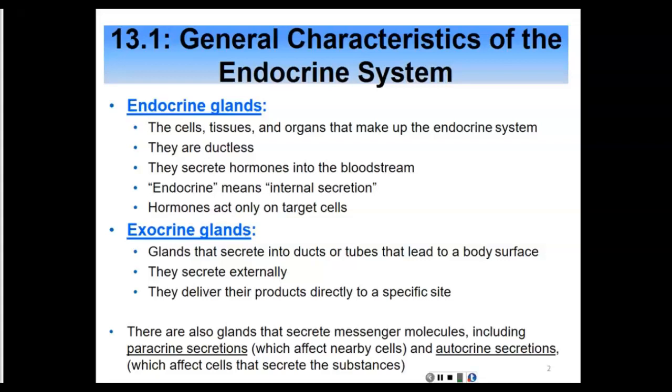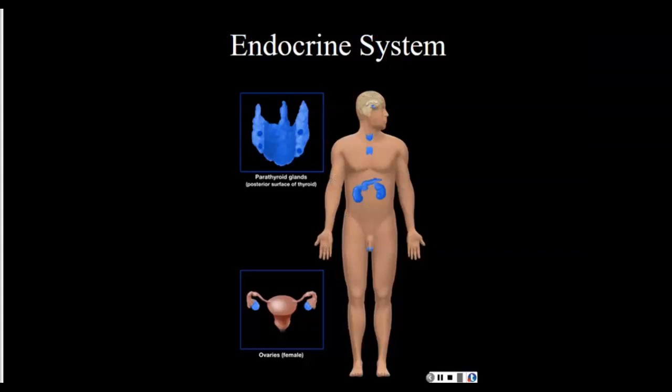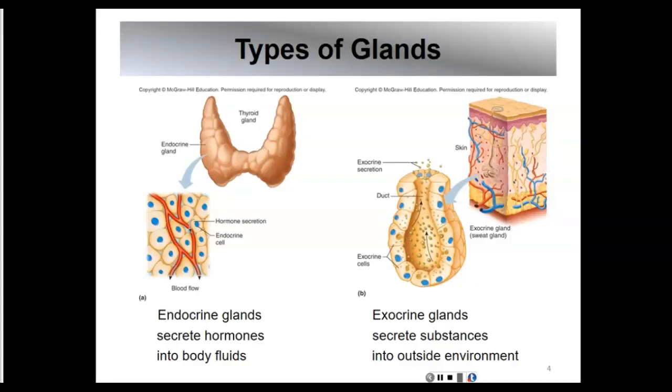Exocrine glands are glands that secrete into ducts or tubes that lead to the body's surface. There are also glands that secrete messenger molecules, including paracrine secretions and autocrine secretions. Here's our endocrine system. The endocrine glands will secrete hormones into the bodily fluid. Exocrines secrete to the outside, like the sweat example here.